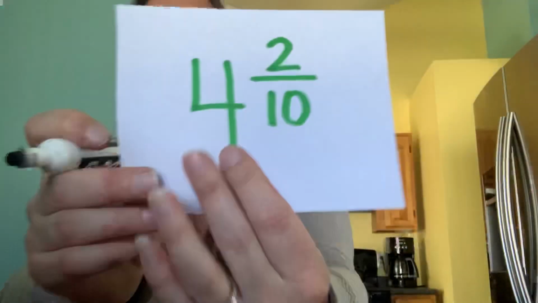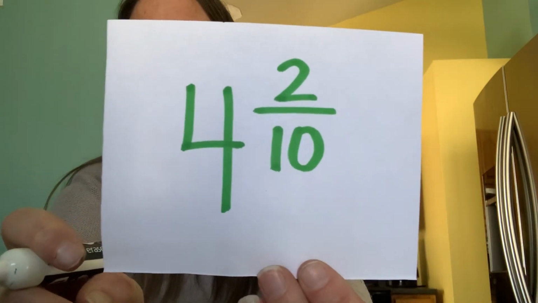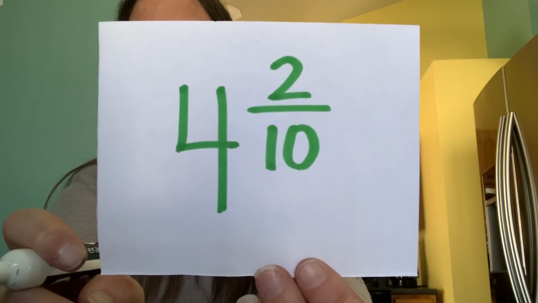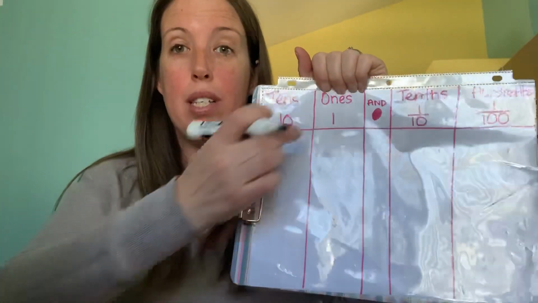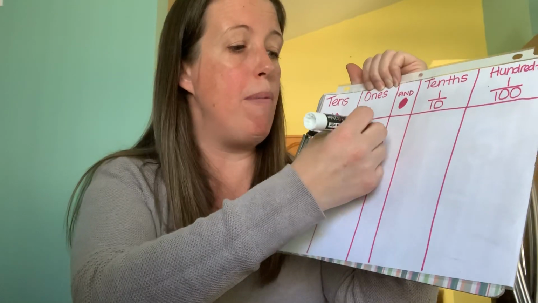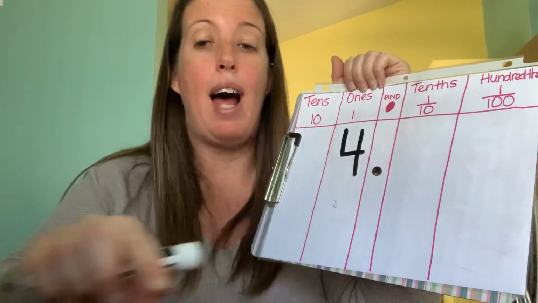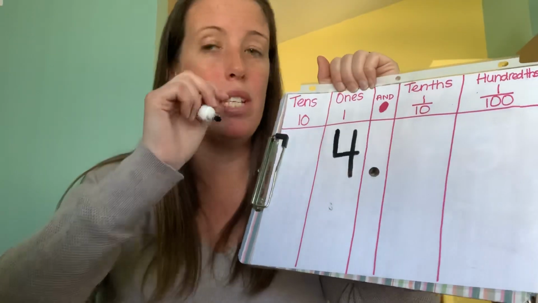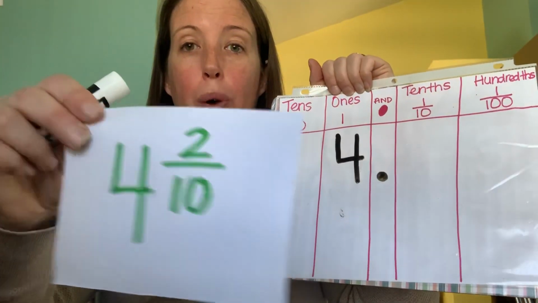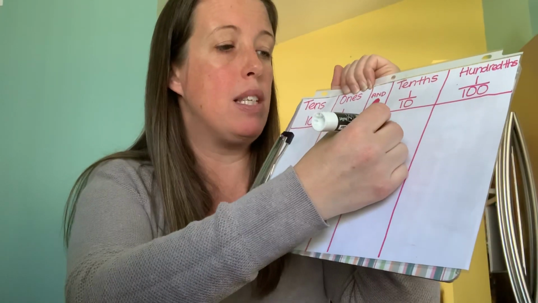Look at this one. How do I read this? This shows 4 wholes and 2 tenths, or 4 and 2 tenths. So how many ones do I have? 4 of them. And what about my decimal or my fraction? I have 2 tenths. So I'm going to have the number 2 finishing in the tenths place.